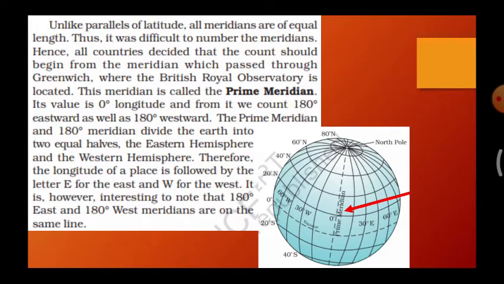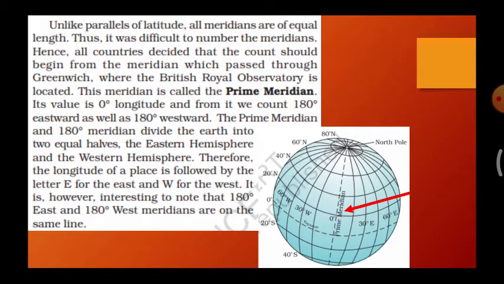So children, just as we have divided the earth into northern hemisphere and southern hemisphere, like that in the longitudes they have divided it into western hemisphere and eastern hemisphere. Therefore, the longitude of a place is followed by the letter E for east and W for west.